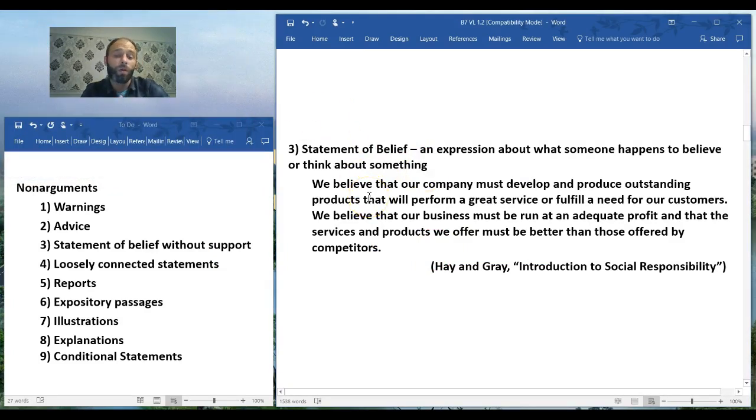So, since we don't have that inferential link between information, we can figure out that there's no argument here. These are just statements of things that a company believes, right? Without any of them providing reason to believe any of the others.